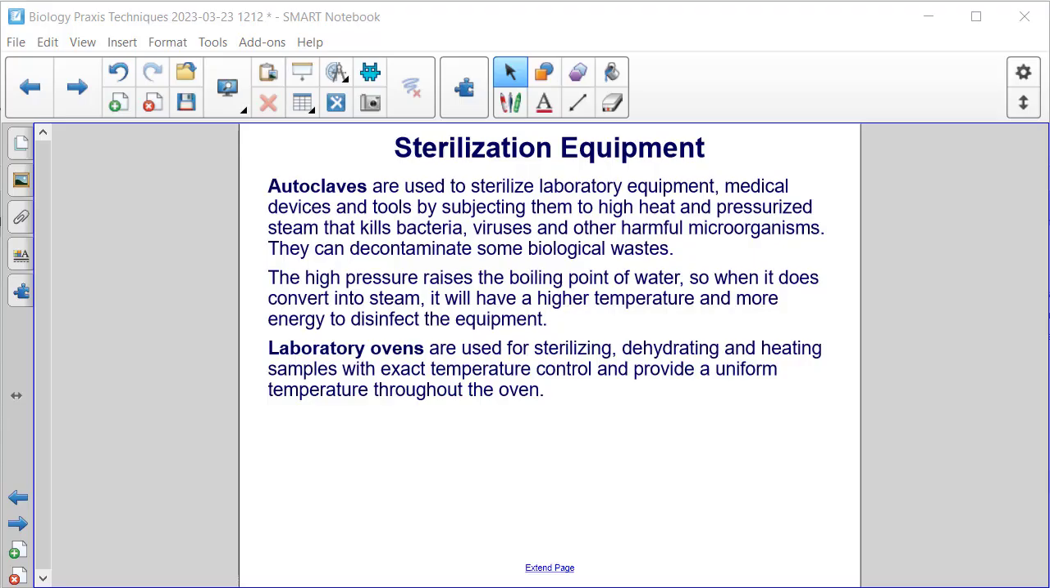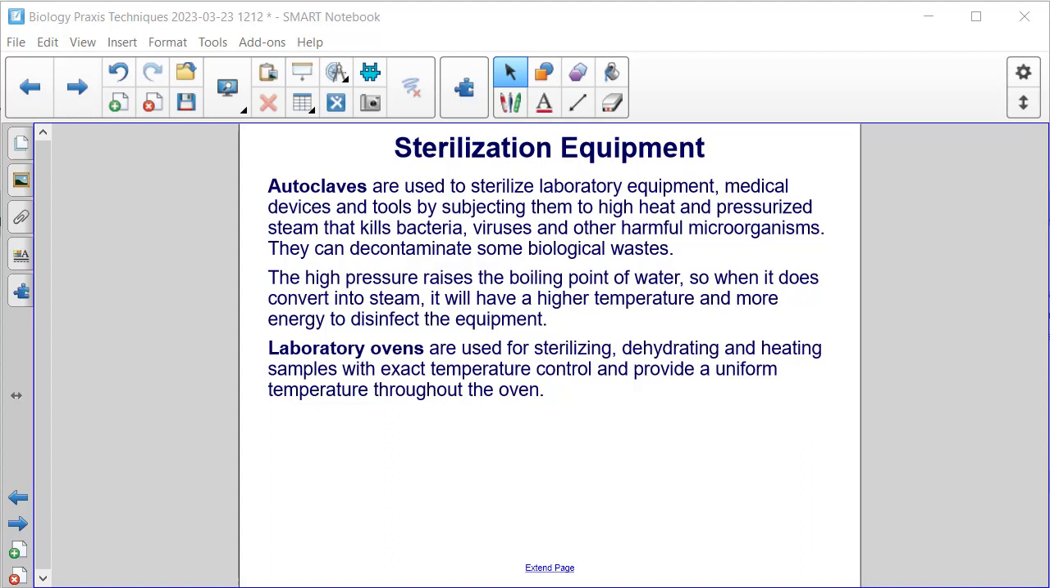Sterilization equipment. Autoclaves are used to sterilize laboratory equipment, medical devices, and tools by subjecting them to high heat and pressurized steam that kills bacteria, viruses, and other harmful microorganisms. They can decontaminate some biological wastes. The high pressure raises the boiling point of water, so when it does convert into steam, it will have a higher temperature and more energy to disinfect the equipment.